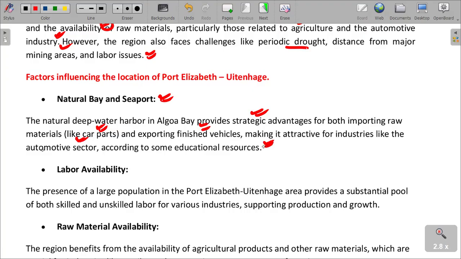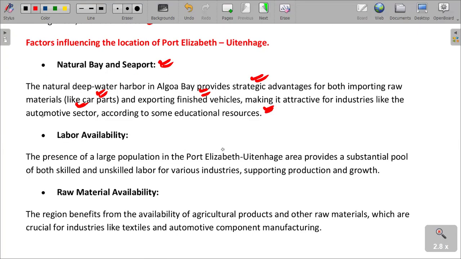So what we are saying is that car making and car assembly run in Port Elizabeth because of the advantages of importation and exportation of car parts as well as cars as finished products. These provide a good strategic advantage with regard to location and also influence regional development.